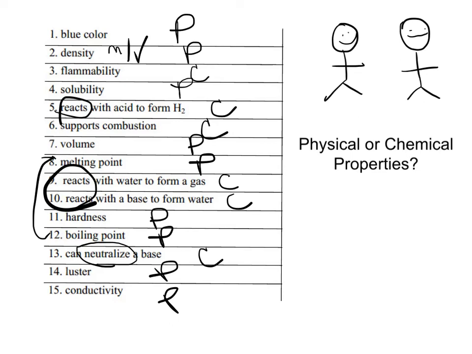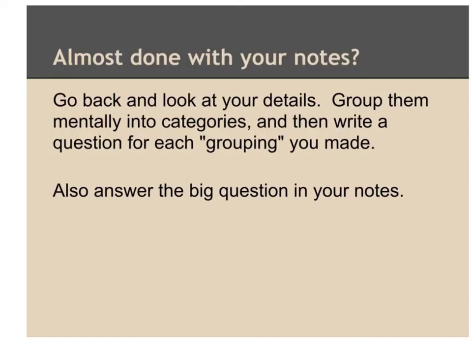All right? So, moving on here. Are you almost done with your notes? Go back and look at your details. Now, group them mentally into like categories and then create a question for those categories. Then write them in that first column. Also, this is very important. Remember that big question? What makes matter matter? Well, gee, chemical and physical properties help us identify matter. They are a big part of that big question. So go ahead and answer the big question in your notes.